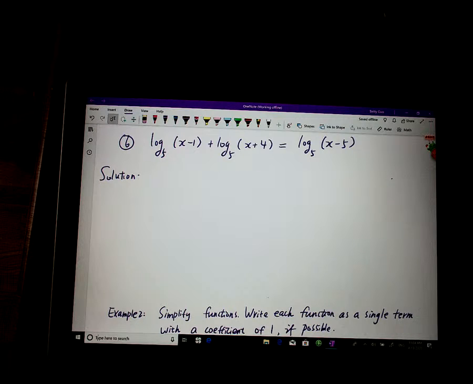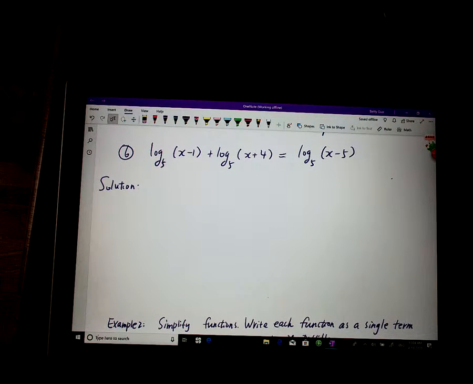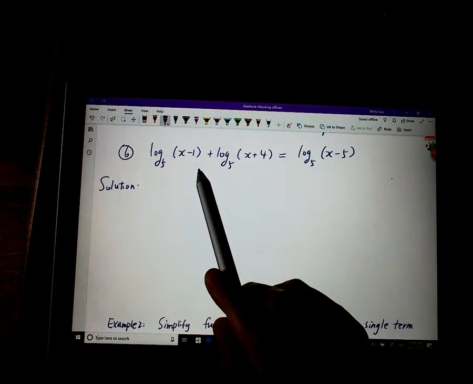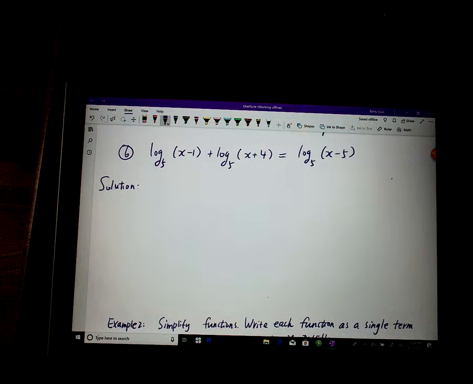Alright, let's continue. We are solving number 6. Number 6 is a logarithmic equation. On the left, we have 2 logarithms. On the right, we have 1 logarithm. All those 3 logarithms have the same base, 5. We have no other terms.